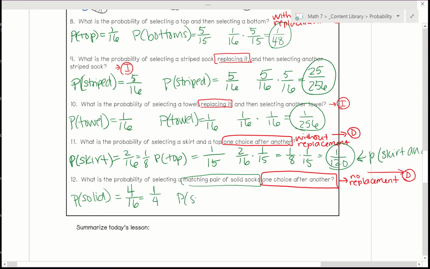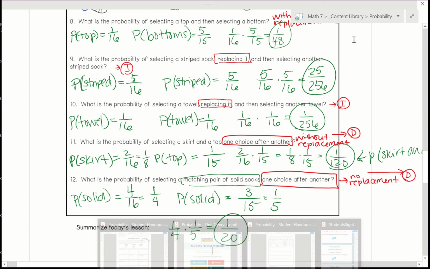And the probability of getting a second solid sock, well, we're not replacing it, so now our denominator is 15, and there were only 3 solid socks left since we chose one. So that's going to be actually simplified to 1/5. So we're going to multiply them because we want both. It's an and. We should get 1/20, which is actually a pretty good chance. It's way better of a chance than 1 out of 256.